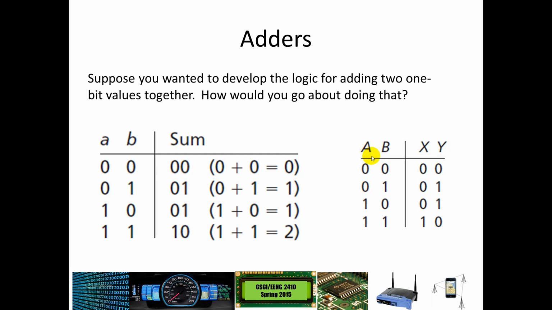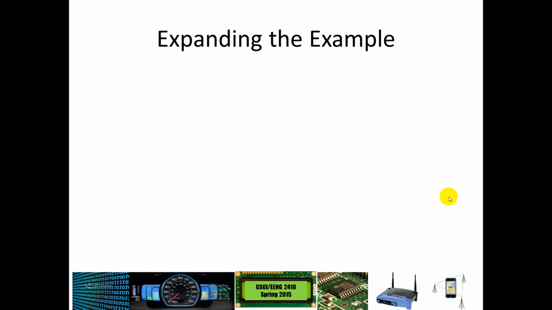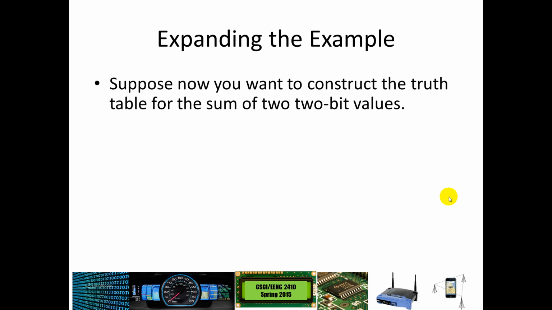So given inputs A and B, which we will treat discretely, then you might get outputs X and Y, as you see here. So let's expand this. That was a very simple example, just involving two 1-bit values. Let's suppose we made our values a little bit bigger. So let's now suppose we wanted to do two 2-bit values added together.